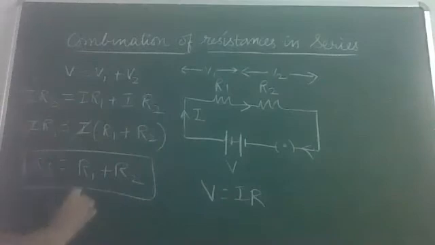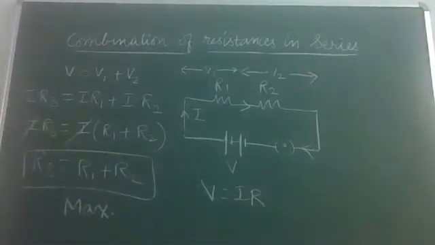And this is maximum possible value of resistance that we can have. Maximum possible value of resistance. Is that okay? So this is combination in series.